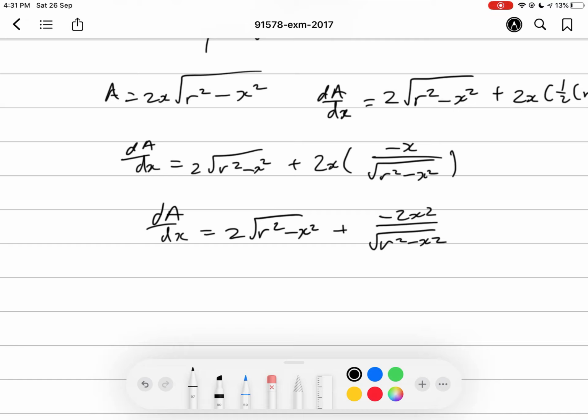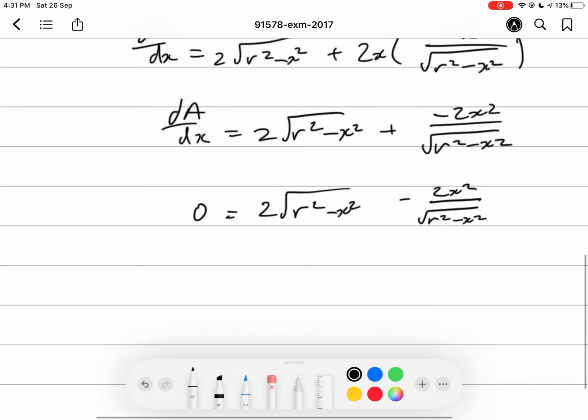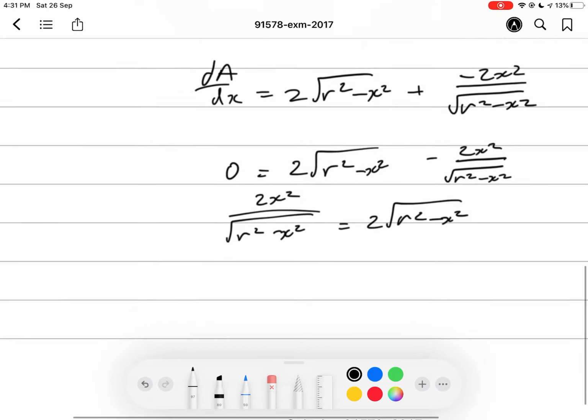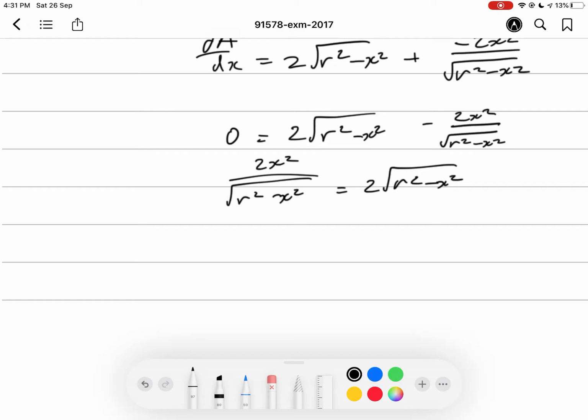Now we have to make everything equal to 0, because at a maximum, the gradient function equals 0. So 0 equals 2 square root of r squared minus x squared minus 2x squared over the square root of r squared minus x squared. We can move negative 2x squared over the square root of r squared minus x squared to the other side. So 2x squared over the square root of r squared minus x squared equals 2 square root of r squared minus x squared. Then we can multiply both sides by the square root of r squared minus x squared. So we have 2x squared equals 2 times r squared minus x squared, and therefore 2x squared equals 2r squared minus 2x squared.